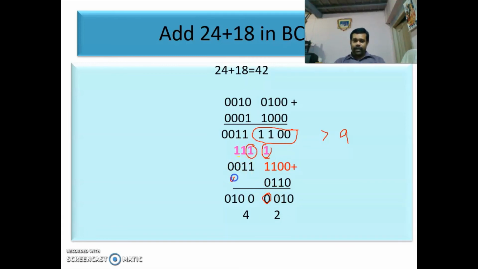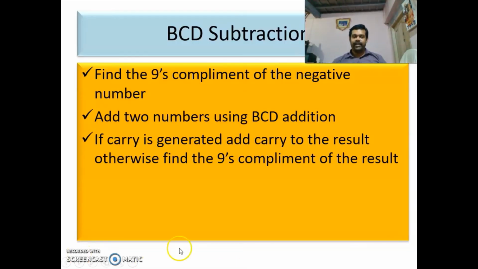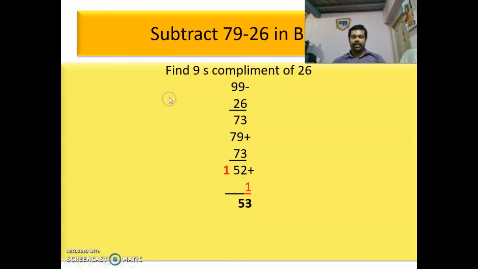Here, if you want, you can put zeros for your convenience. Now 1 plus 1 plus 0, that is 10. Sum is 0 and carry is 1. Again 1 plus 1 plus 0. Sum is 0. Next we are going to see BCD subtraction.